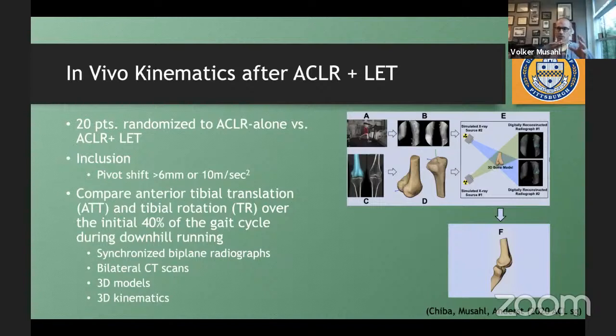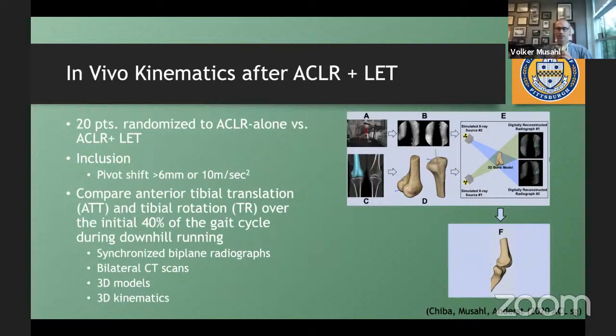20 patients, so a small cohort, but you can see on these images, image A shows one of our fellows running on a treadmill downhill, and they have biplane fluoroscopy with 100 fluoroscopy images per second going through the knee. So we did 20 patients, 10 with tenodesis, 10 without.